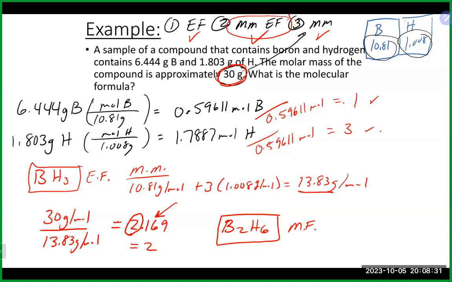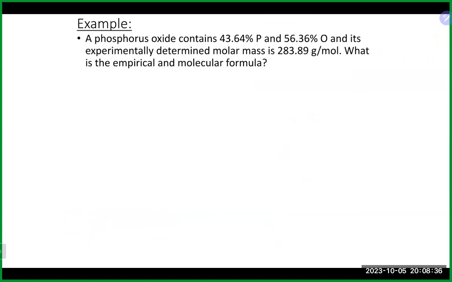Other questions? All right, so let's take a look at one more here to finish it up. Phosphorus oxide contains 43.64% phosphorus and 56.36% oxygen. It was experimentally found to have a molar mass of 283.89. What is the empirical and molecular formula here? Phosphorus is 30.97, I believe, and oxygen is 16. All right, give it a go. See what you come up with there.